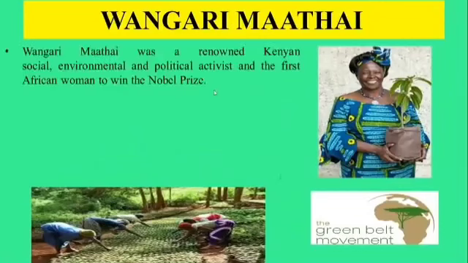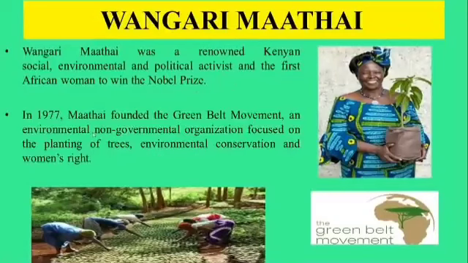Wangari Maathai is a well-known Kenyan social, environmental and political activist, and she is the first African woman to win the Nobel Prize. Wangari Maathai founded the Green Belt movement. In this movement, all the local ladies planted billions of saplings, and in this way they were able to reforest the area.